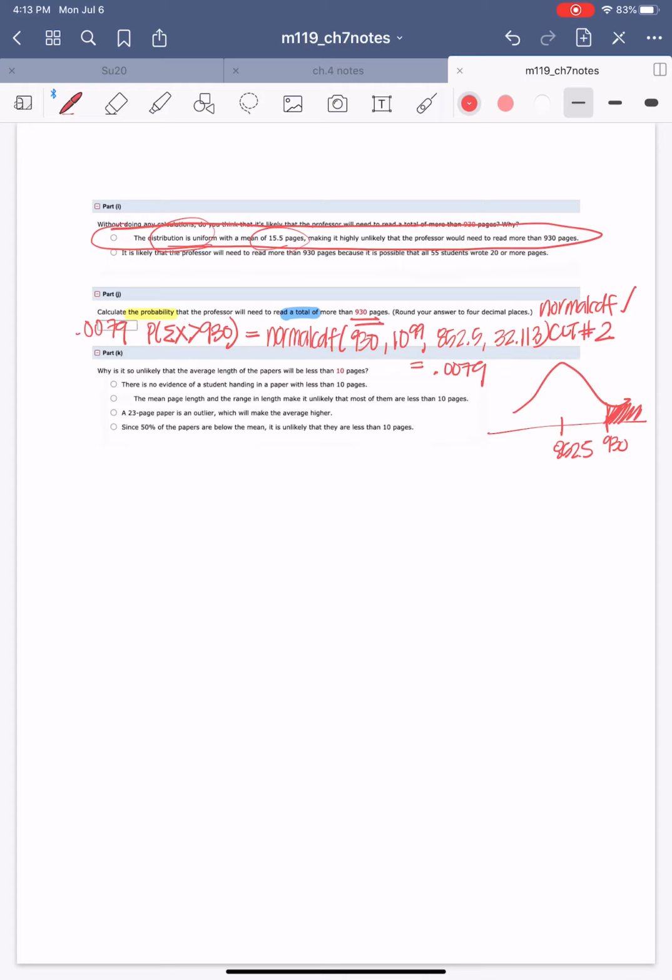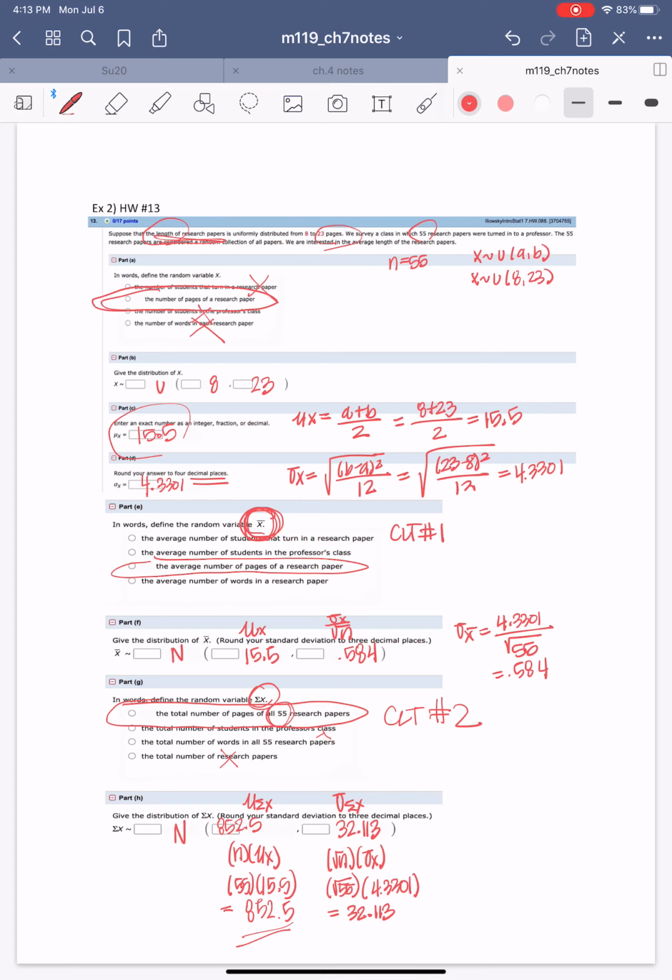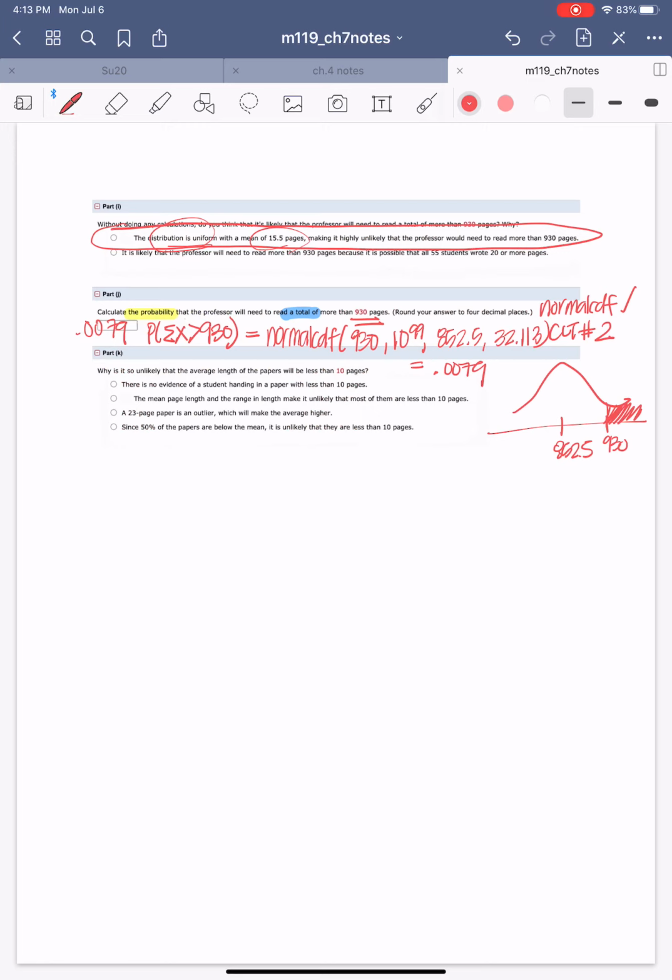23 pages is an outlier. 23 is the max. Remember, it's going from 8 to 23. So it's not necessarily an outlier. An outlier is an extreme value. A high outlier is not always the highest value of the data, right? We saw back in chapter 2, IQ score, the highest data wasn't an outlier. So I know I can eliminate this.